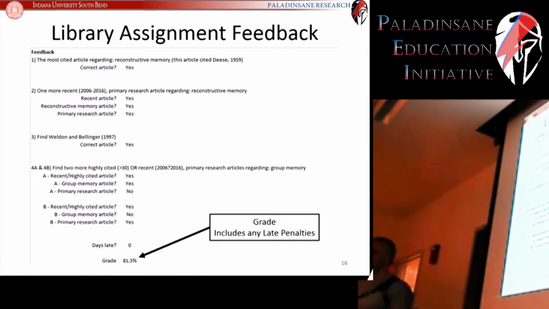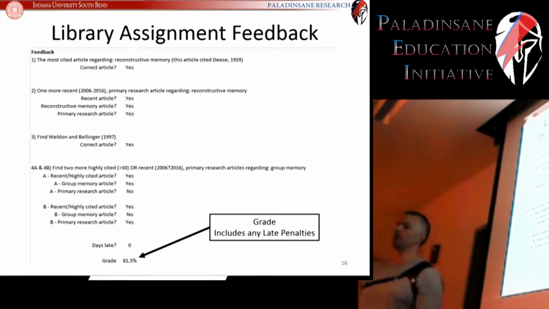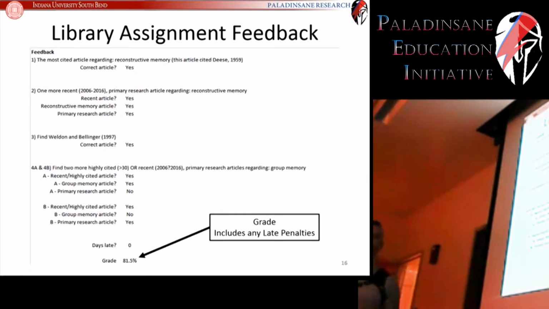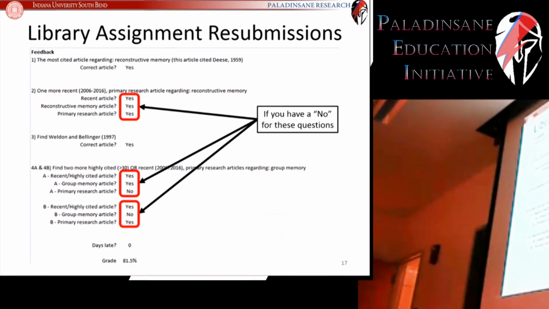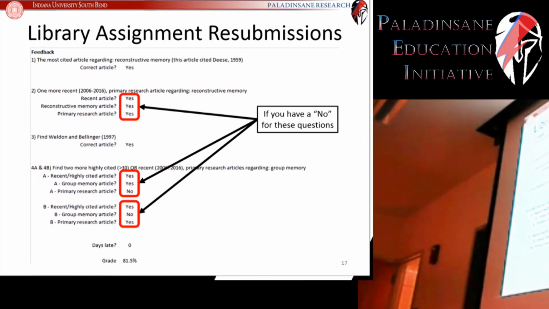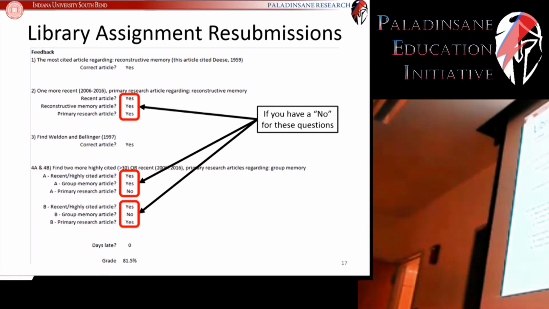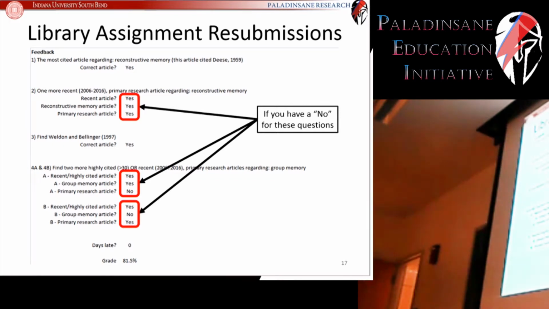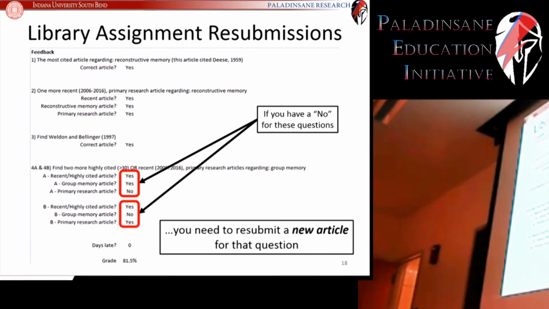So for those of you that did perfectly on the library assignment, you're done. Your articles have been approved. You are ready to go with your background readings for your research paper. However, if you received a no for any of those questions, so only question 2 and 4A and 4B, only if you received a no on any of these criteria. So for example, if this was your feedback, you have no's for 4A, not a primary research article. You got no for 4B, not a group memory article.